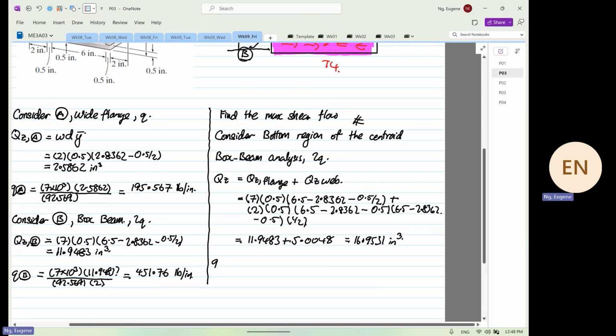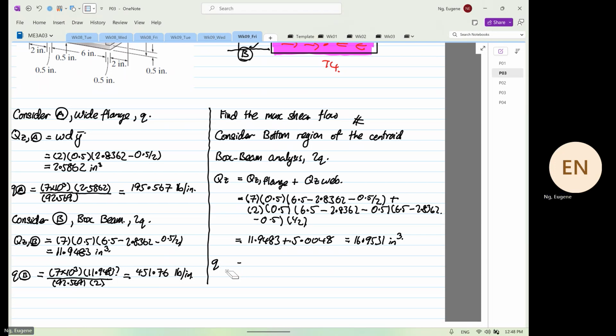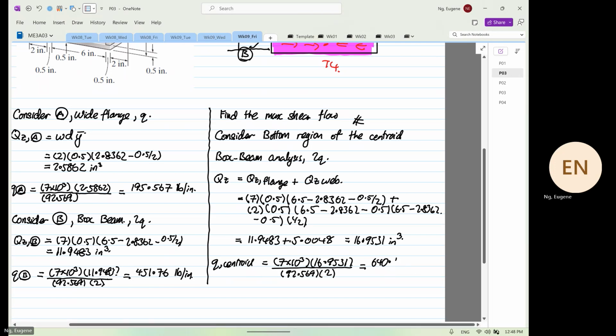So Q at the centroid is equal to 7 times 10 to the power of 3 multiplied by 16.9531, and then you divide by 92.569 and you divide by 2 because it's box beam. 7 times 10 to the power of 3 times 16.9531 divided by 92.569 divided by 2, you get 640.99 pounds per inch.